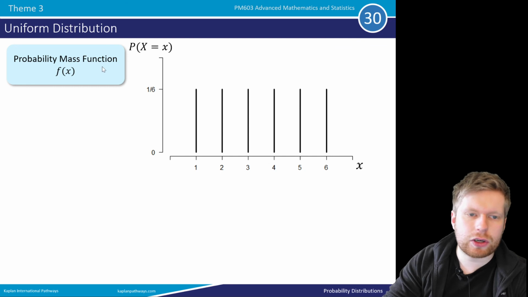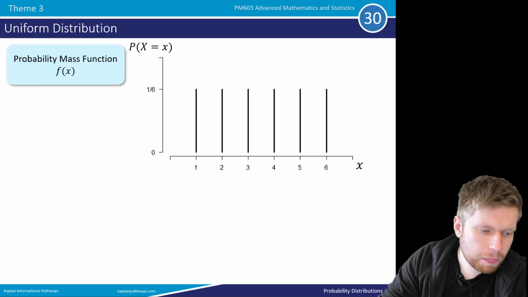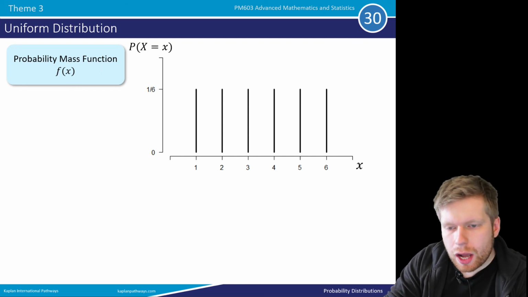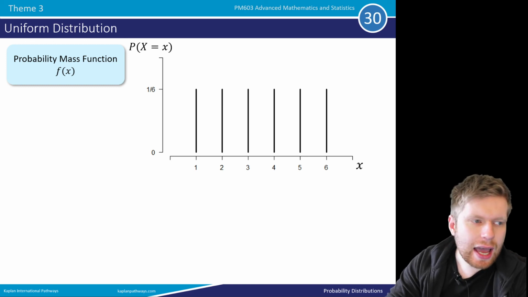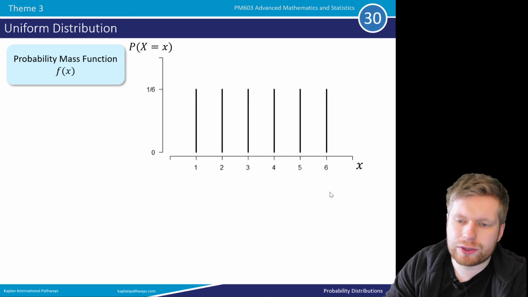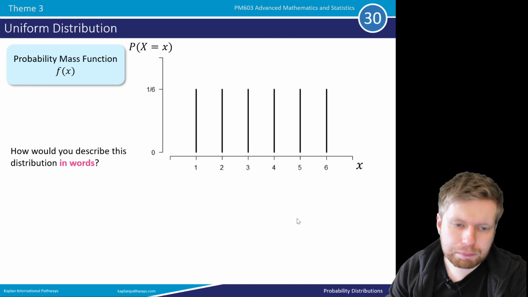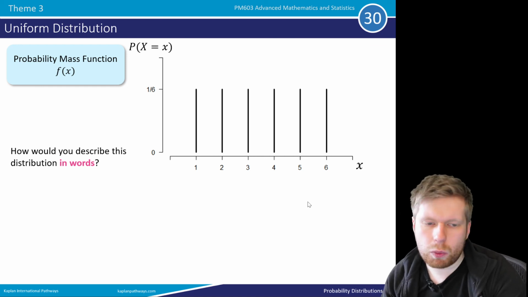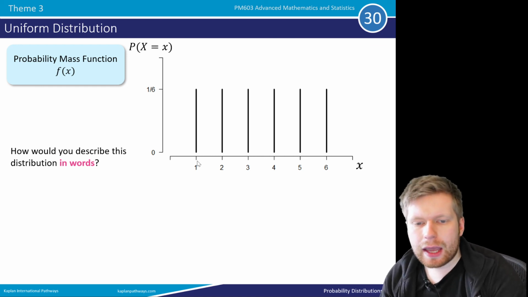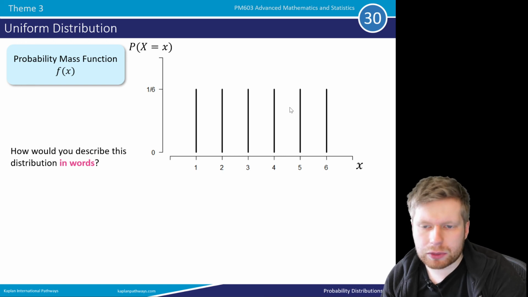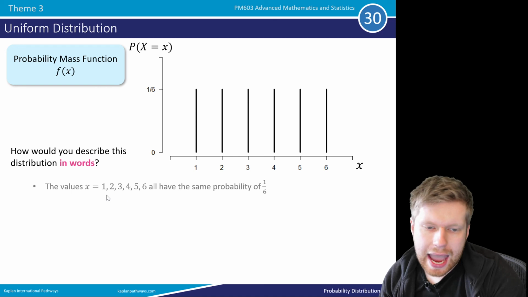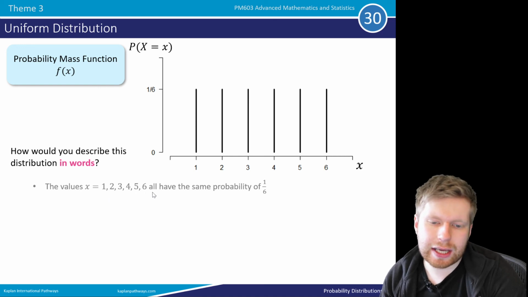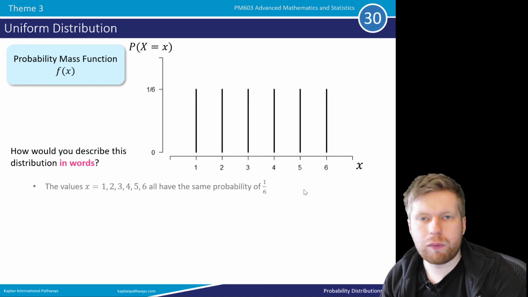So this is the probability mass function. This is f of x. And you can see that I've got the outcomes along the bottom, the probability of that outcome along the left-hand side, along the y-axis, and all of these bars are relatively the same size. They're all relatively clustered around 1/6, and that's how it should look. So if I wanted to describe the distribution in words, what I'm saying here is that each outcome has exactly the same probability. The values x equals 1, 2, 3, 4, 5 or 6 all have the same probability of 1/6.